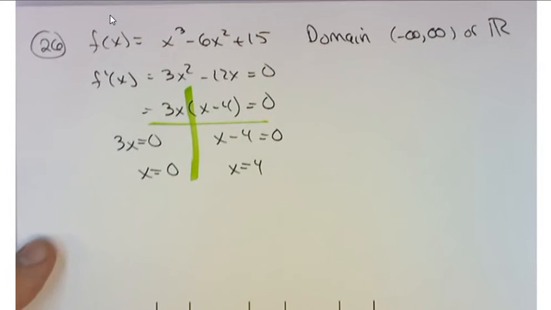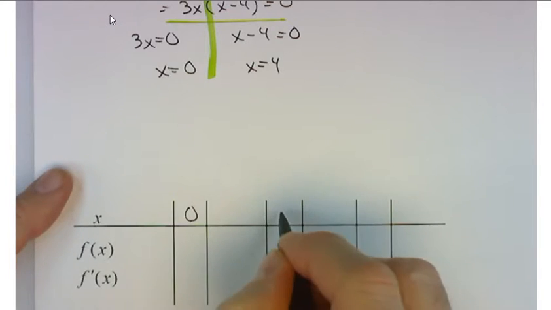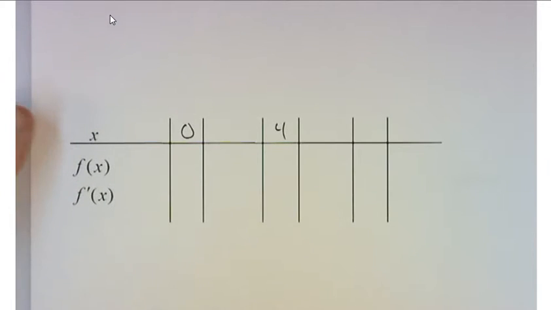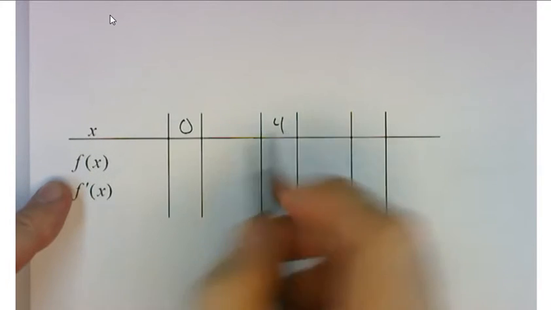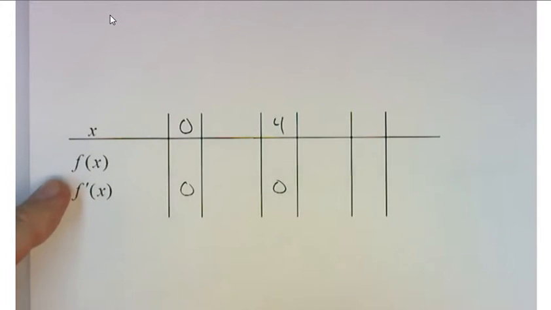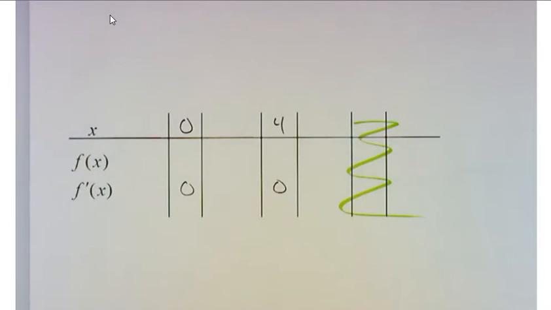And that gives me 2 places where this graph crosses the x-axis, 2 places where it's actually equal to 0. Let's write those down right here: 0 and 4. I've got a nice little chart that I'm going to fill in here. So at 0 and 4, the derivative is 0. We're going to ignore this part of the chart over here. I don't need that extra little space.